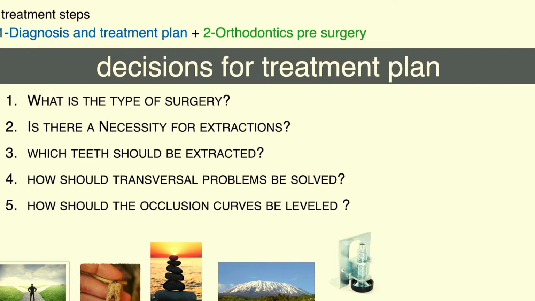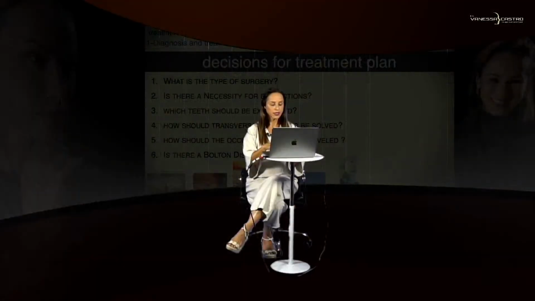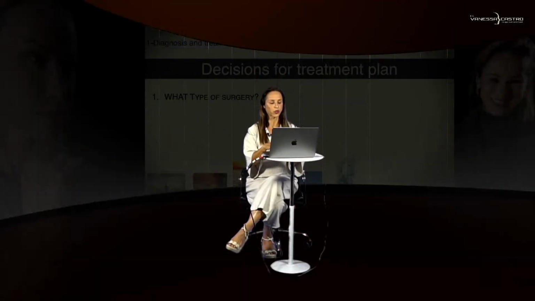Both professionals had to decide together. The surgeon will help the orthodontist to see something that he needs for the surgery, and the orthodontist will help the surgeon to understand the best way, from an orthodontic point of view, to decide if it is better to do extraction or not, how we are going to solve that kind of movement, and if there is some bolton discrepancy.